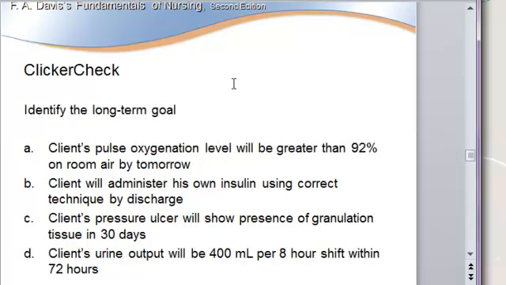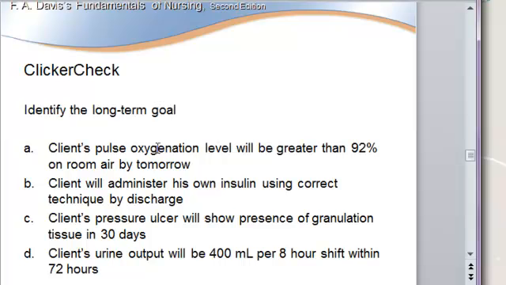Okay, this is a little clicker check, and you know this is a question, so I want you to identify the long-term goal. A, the client's pulse oxygenation level will be greater than 92% on room air by tomorrow. B, the client will administer his own insulin using correct technique by discharge. C, client's pressure ulcer will show presence of granulation tissue in 30 days. Or D, client's urine output will be 400 mLs per hour per 8-hour shift within 72 hours.